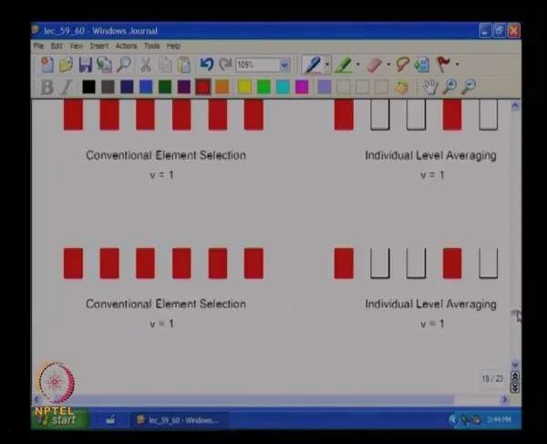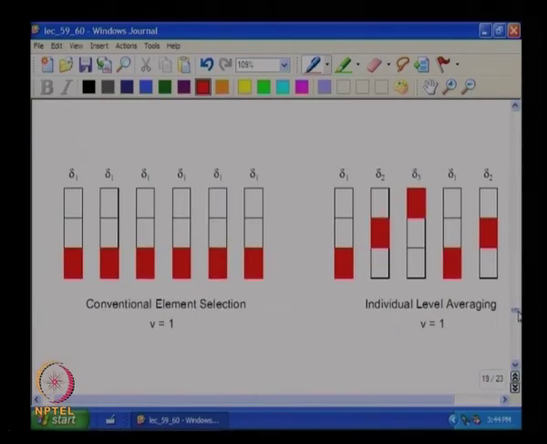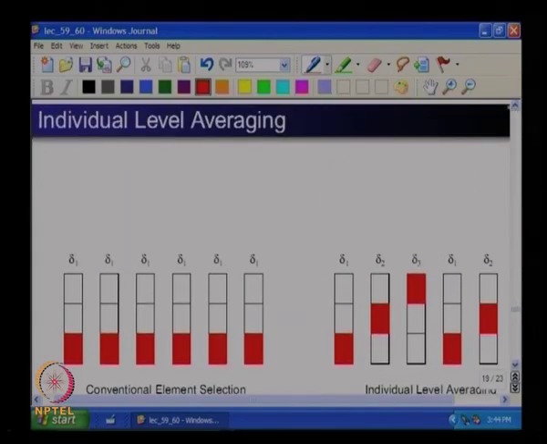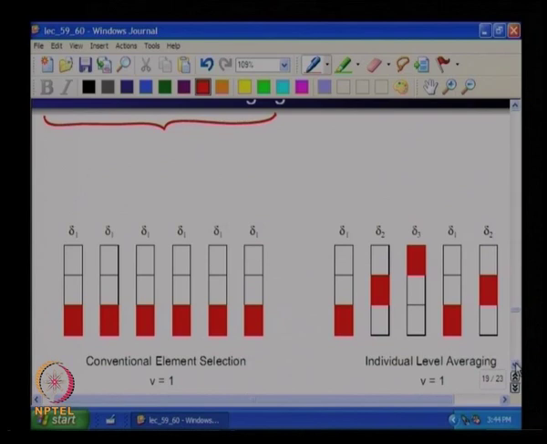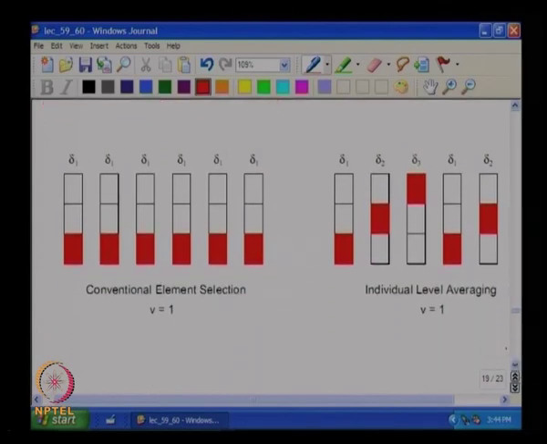So, based on that intuition, one of the first techniques that came up was what was called individual level averaging. The idea is the following. Conventionally, if you have V equal to 1, only the lowest element in the thermometer decoder will be driven to 1. So, you will be using this always.